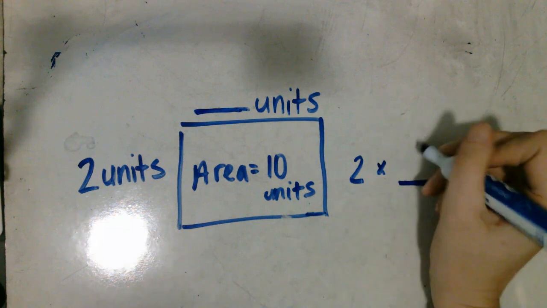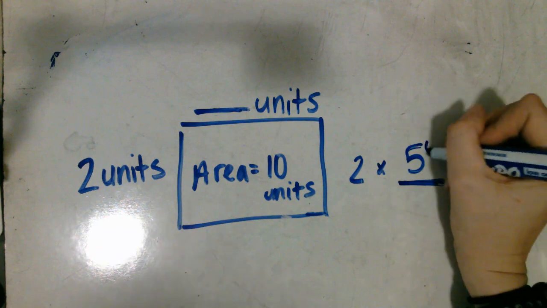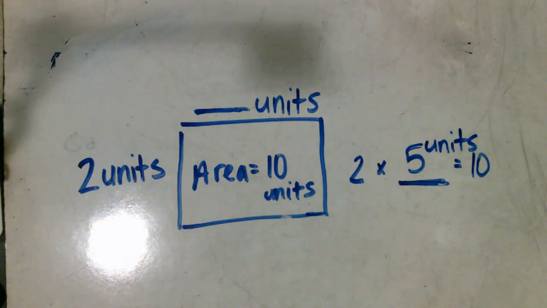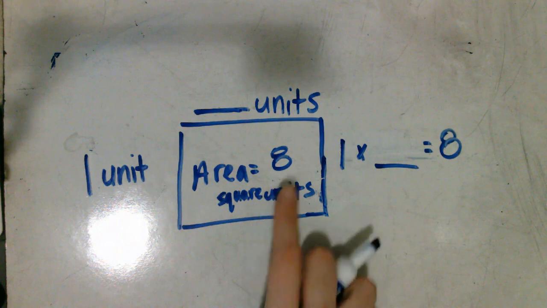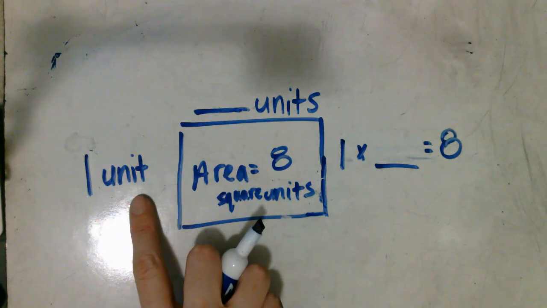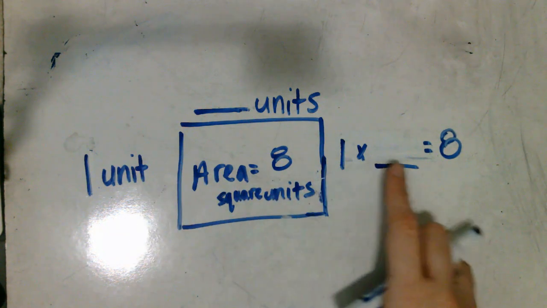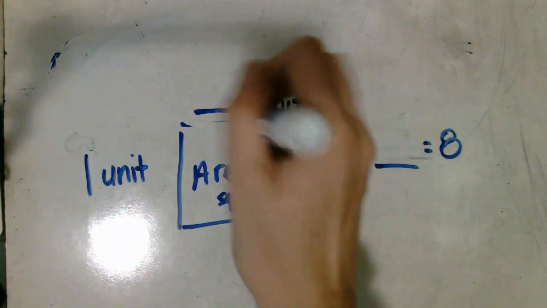For this one, if you wrote 5 on your board, nice job. If you wrote 5 units, awesome job. High five yourselves and a neighbor. Let's try another one. For this one, I'll show a picture again for us to see. I gave us one width of the rectangle, and we know the area is 8 square units. We're missing a number to find the other side of this unit.